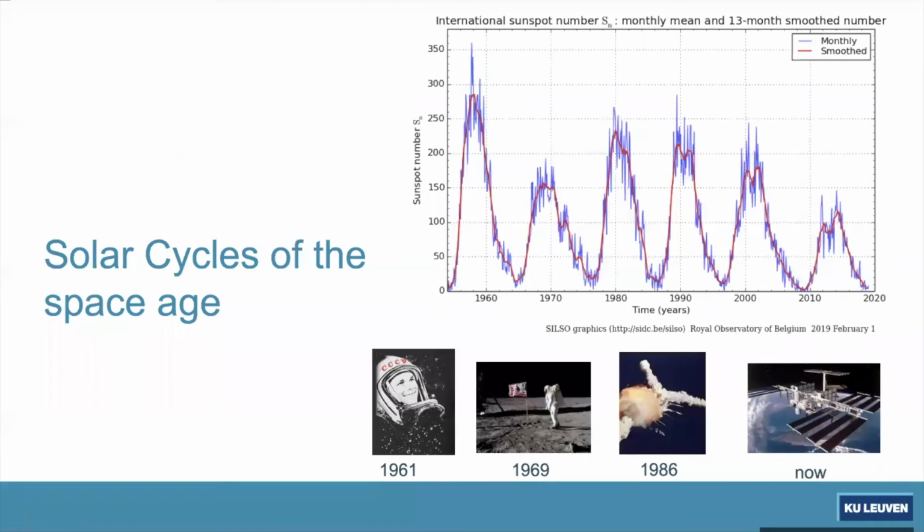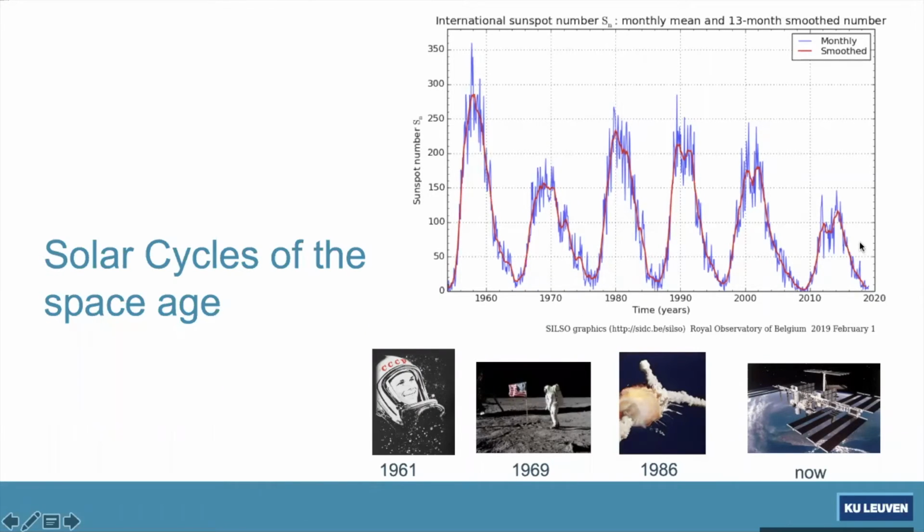Okay, so here are the last cycles since the space age. The space age started with the launch of Yuri Gagarin into space, that was 1961. So it was around here during a relatively quiet time. Landing on the moon, 1969, was during solar maximum. That's the explosion of the Challenger in 1986, and the space station now. These have been the peaks.